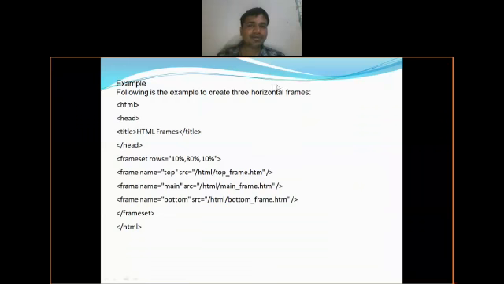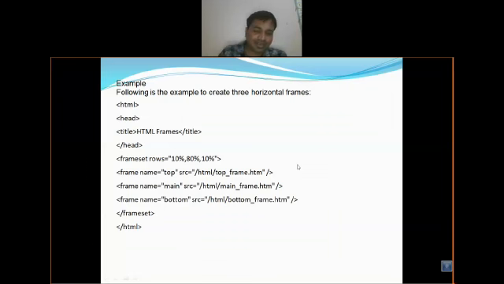So in this example, we create a horizontal frame. We divide the entire frame into three slots: the first is 10%, the middle one is 80%, and the last is 10%. The frame name is top, which was already discussed, and then we open the URL. We make the file name top_frame.html. This is the name of the file, so don't confuse that with the frame name.